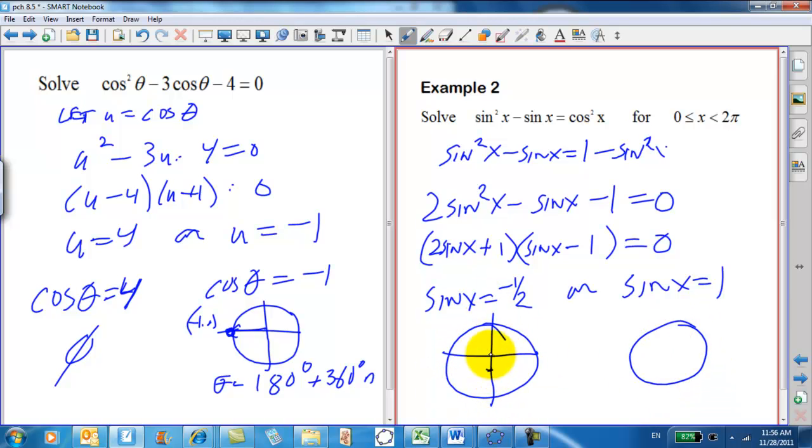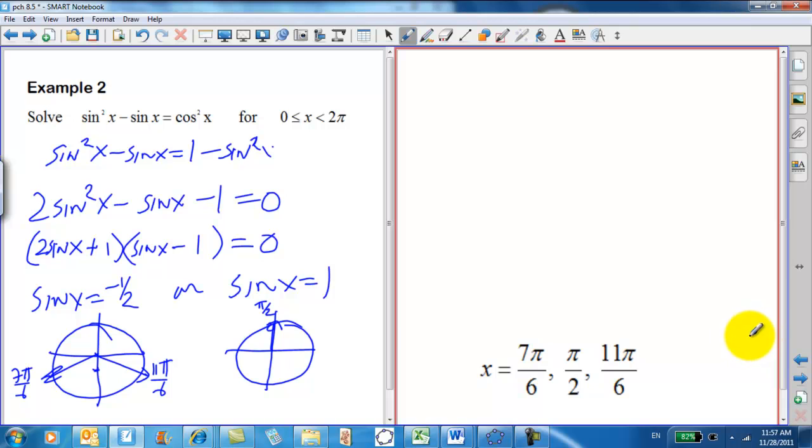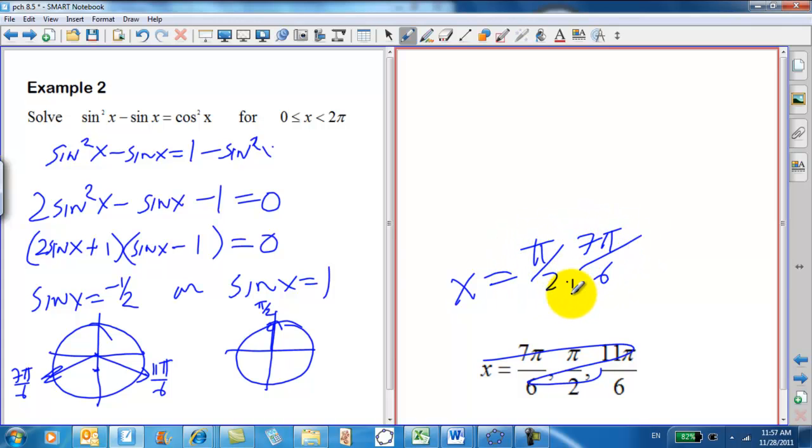When is the sine negative a half? That happens at negative pi over 6, or let's view it as 7 pi over 6 and 11 pi over 6, since we're restricted to 0 to 2 pi. When does the sine equal 1? That's straight up here at pi over 2. And that should mesh with our answers from the book. Actually, I should put the pi over 2 first. You should list them in ascending order: pi over 2, 7 pi over 6, 11 pi over 6.